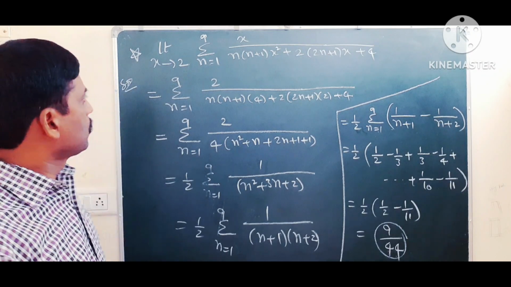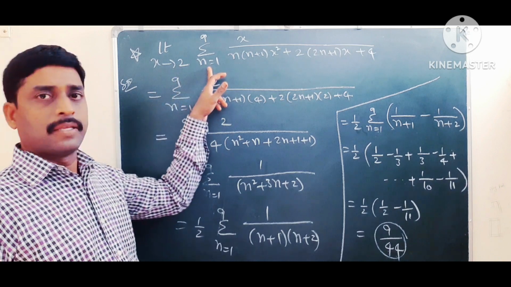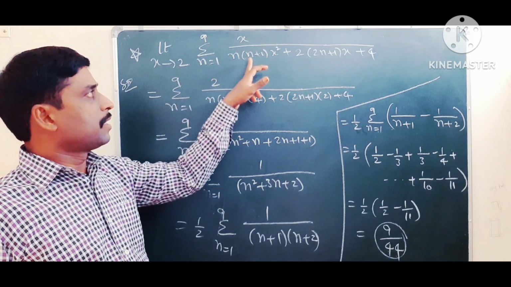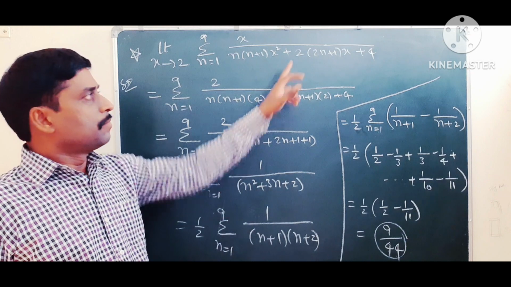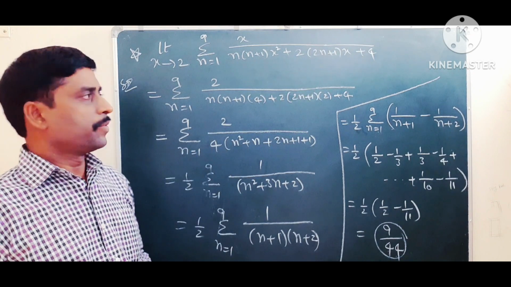Okay, now let us go to the next problem. So what is the statement here? Limit x tends to 2, summation n equals 1 to 9, x by n(n+1) into x square plus 2(2n+1) into x plus 4. How can we compute this problem?